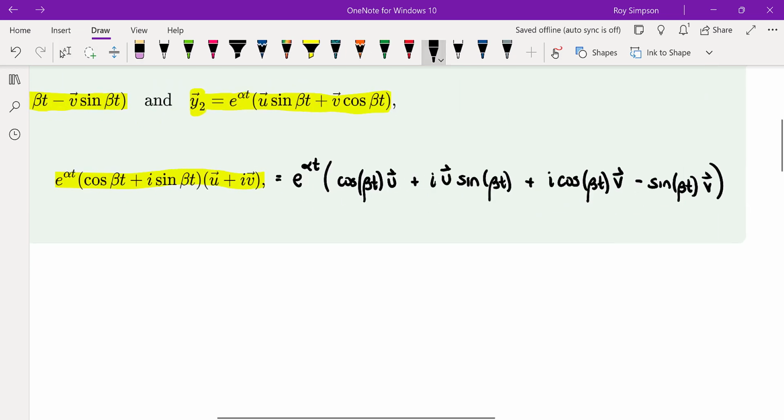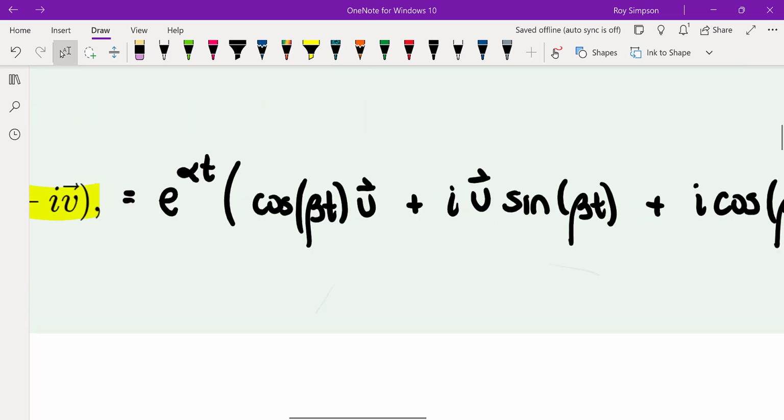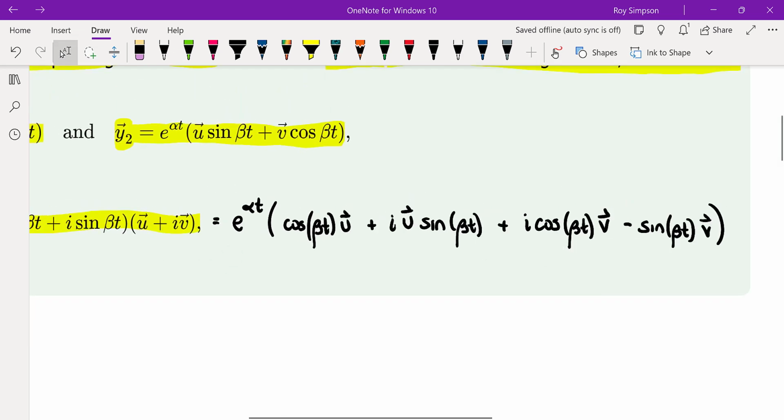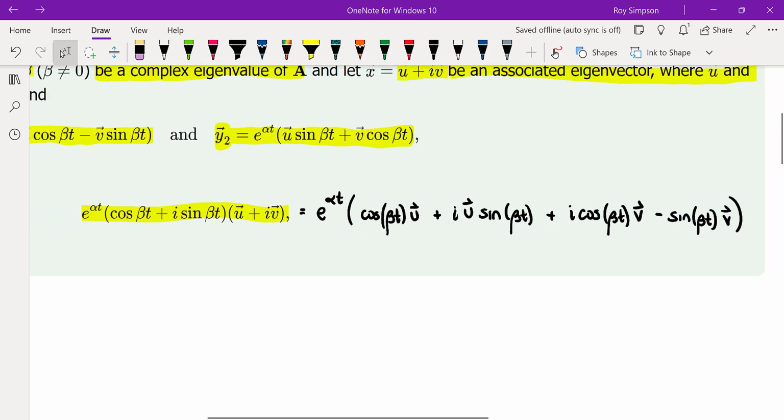when I distributed that through, I paused partway because I have a real bad habit of not being consistent where I place vectors. Remember, sine of beta t is just a constant, so I could place it on the right hand side or the left hand side of that vector, but notice all the other terms have my vectors on the right hand side. It's just a terrible habit I have. I apologize. Anyway, if you collect the terms that have i and collect the terms with only real parts, you get the following.